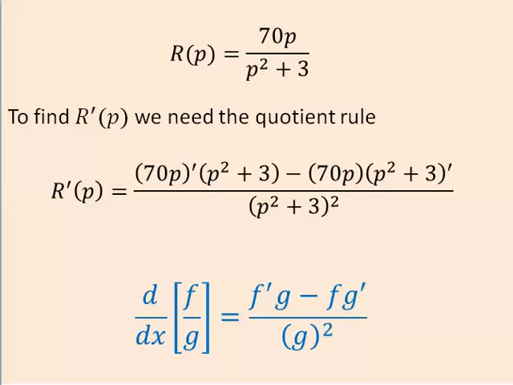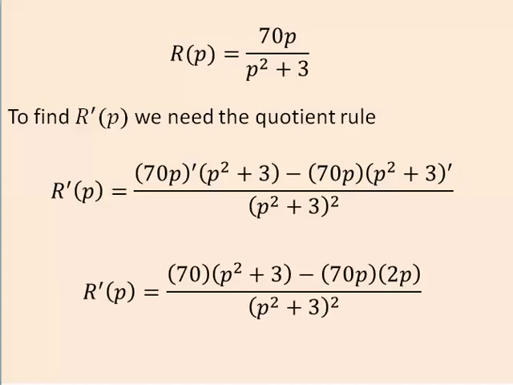Okay, check your work on the setup. The derivative of the first times the second minus the first times the derivative of the second all over the second squared. Once you have done the setup, let's find the derivative of 70p and the derivative of p squared plus 3. When we do that, we get this expression for R prime.